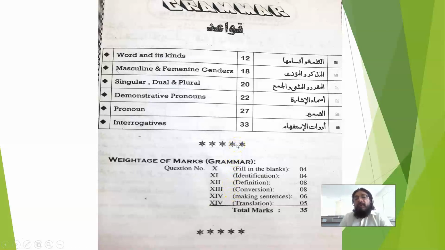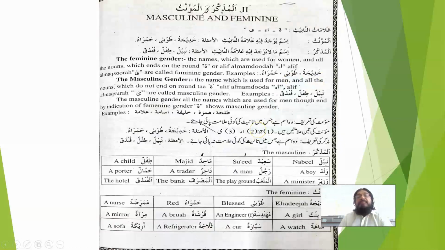Now I want to complete the lesson first, al-mudhakkar wal-mu'annath, masculine and feminine. This is the lesson name. As I told you, mudhakkar means masculine, waw means and, and al-mu'annath is feminine. So first, alamatut tanith. Alamat, indications. Tanith, feminine. So indications of feminines are three.